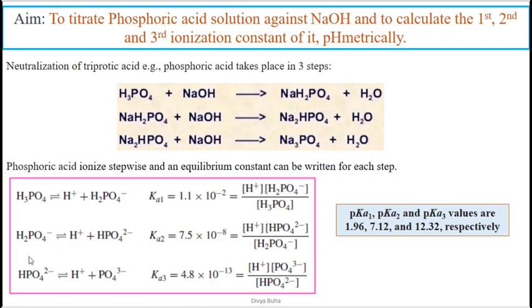So these three, Ka1, Ka2 and Ka3, are the ionization constant values, and pKa1, pKa2 and pKa3 values are the negative log of these constant values. So both of these can be interconverted into each other. If you want to find out the pKa1 from these values, then you have to take the negative log of these values.